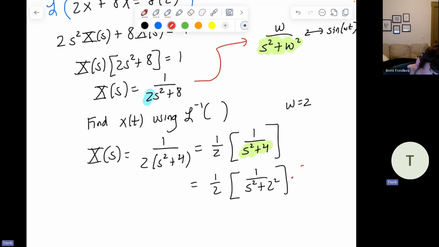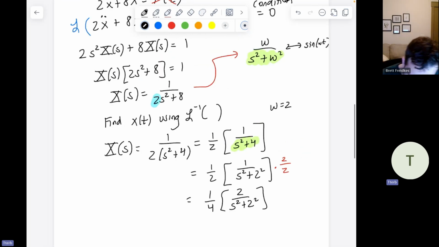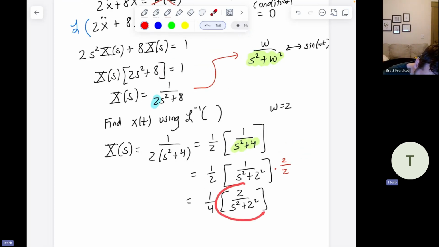So for more manipulation, I'll just multiply by 2 over 2, which is the same as multiplying by 1. We're not changing anything. We're just re-expressing it, which will give us this 2, and the bottom 2 will give us ultimately 1/4. And now we have an expression that matches exactly this guy. Omega over s squared plus omega squared, 2 over s squared plus 2 squared. They match.